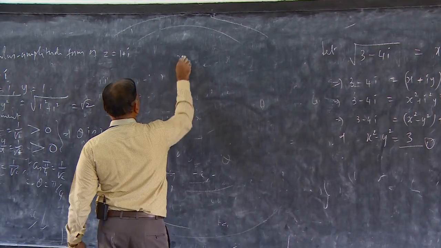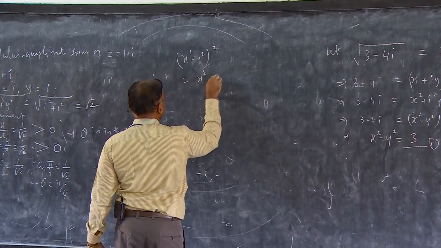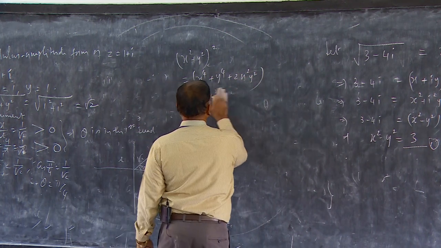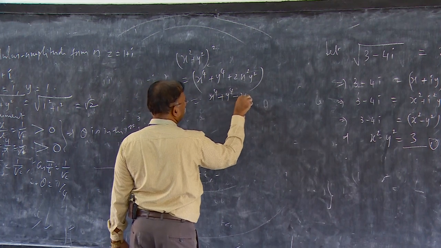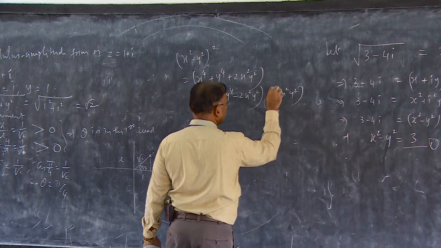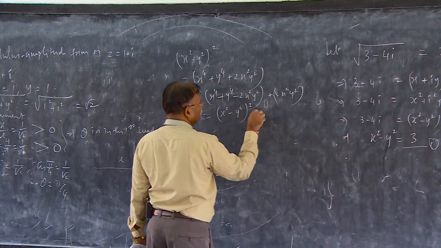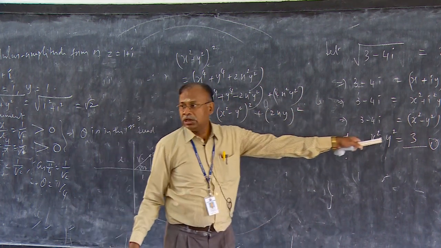I'll try to think about the reduction for (x² + y²)². This is x⁴ + y⁴ + 2x²y². This can be written as x⁴ + y⁴ − 2x²y² + 4x²y². This is possible for you to write. This is nothing but (x² − y²)² plus (2xy)². These two values are already with you.